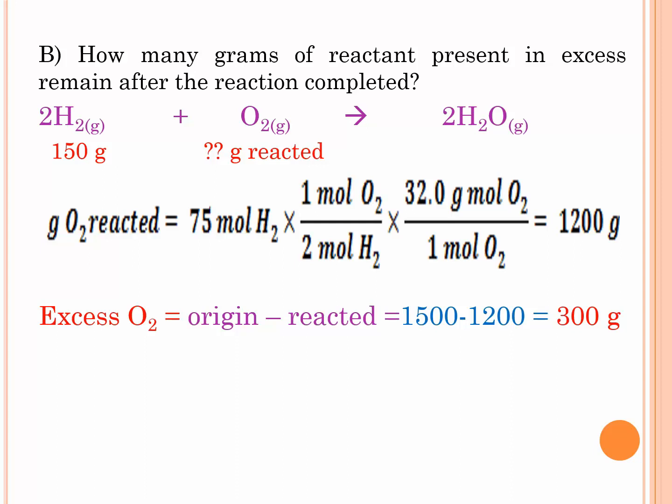Then you multiply by the molecular weight of O2, 32 grams per mole, gram-mole of oxygen per mole of oxygen, and you get this 1200 grams. So excess oxygen: originally we started with 1500, minus reacted 1200, and we get 300 grams. This is the excess amount of oxygen.